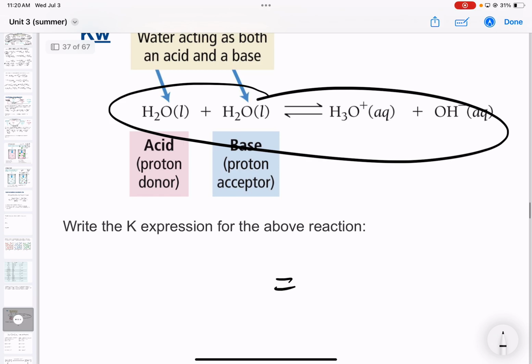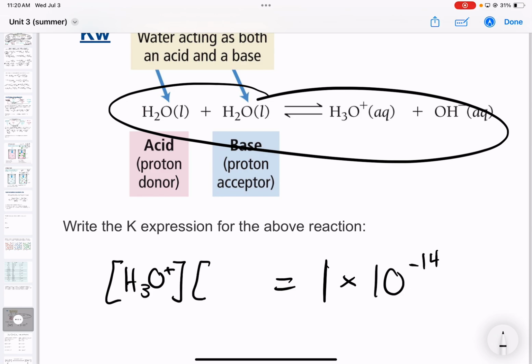The K is 1 times 10 to the negative 14th. Okay, so a very small amount of the products are being made. But the thing that's nice, remember we don't include liquids in the K expression. So it's just those 2 products. So if we know one of these, we can then determine the other one, because the product of them will always be 1 times 10 to the negative 14th.